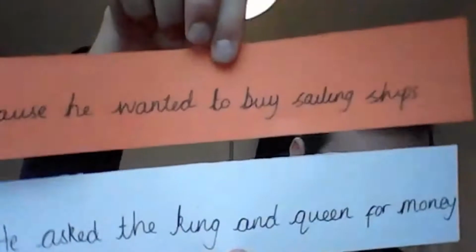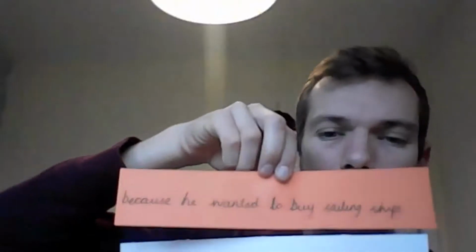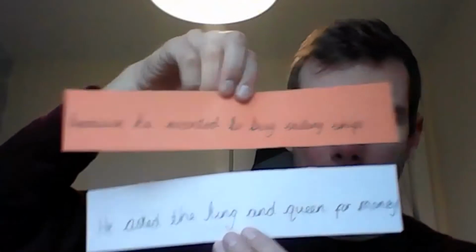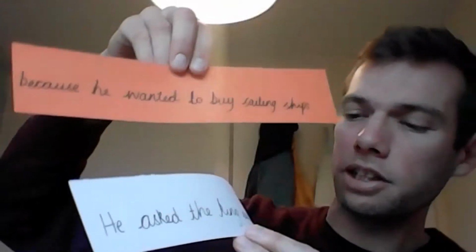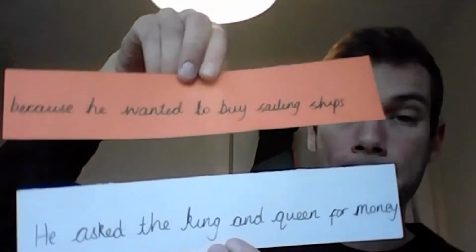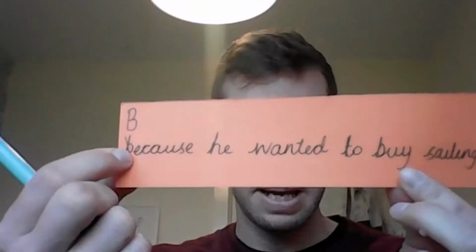So I've magicked my sentence the other way around. I'll just read it out. Because he wanted to buy sailing ships, he asked the king and queen for money. Well, my "because" has a lowercase b. I'm going to put a nice neat line through that and turn it into a capital. There we are, first bit of editing.